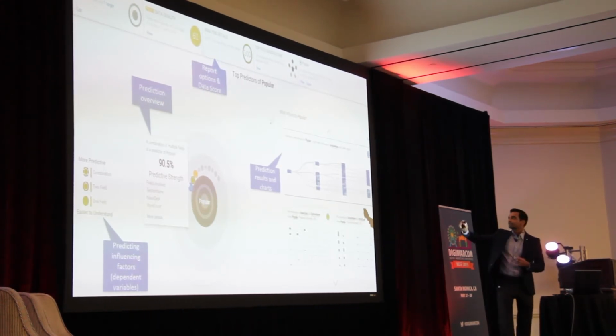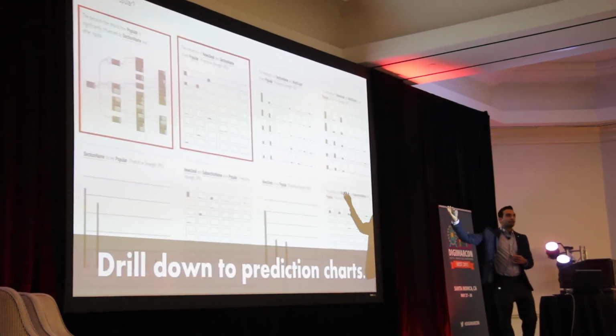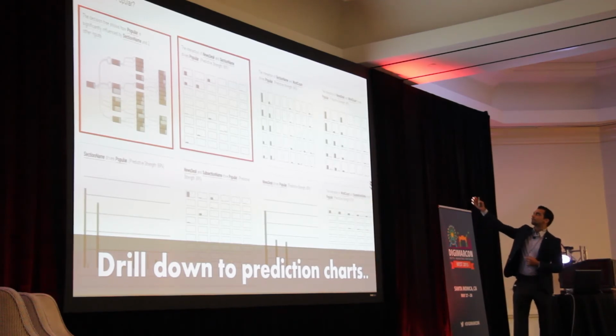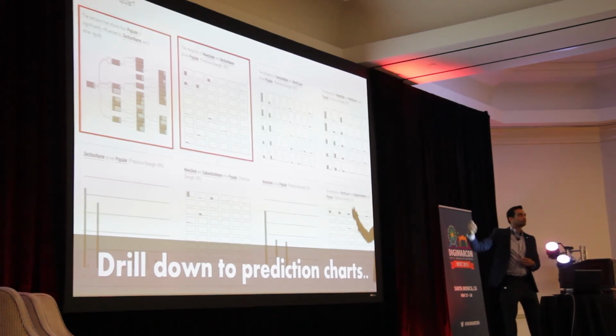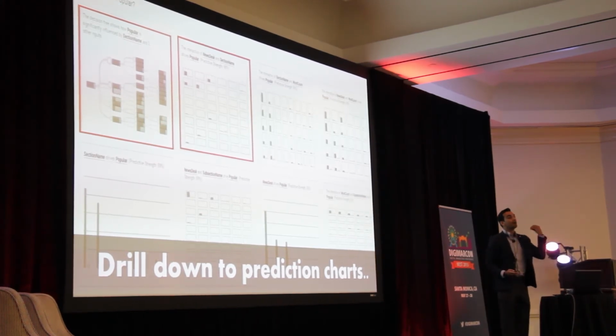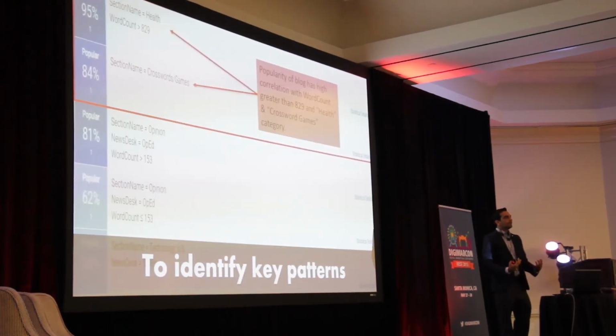And then you can start drilling down into these charts. So what happens is like you get different options. So you can look at different combinations. So there's section name and word count, which has 90% accuracy. We have news desk and word count, which is 89% accuracy. So you go with the most accurate one, which is section name and news desk, which is 90% accuracy. You're going to have a highly popular content if you follow those criteria. Then you can start drilling down into the actual data.